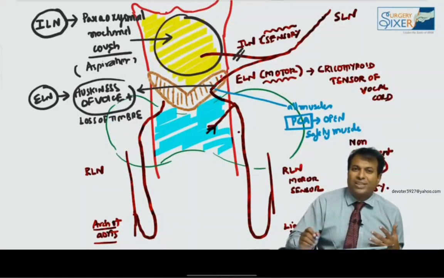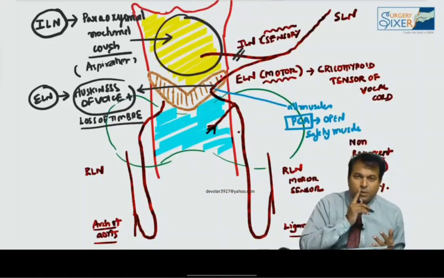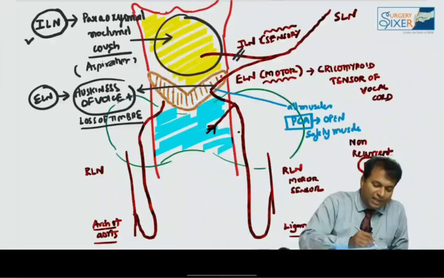You cannot shout with high pitch. The pitch becomes low. Loss of timbre means the pitch falls down. That is known as huskiness of voice or loss of pitch. So please don't forget internal laryngeal nerve injury. What will happen? External laryngeal nerve injury. What will happen?